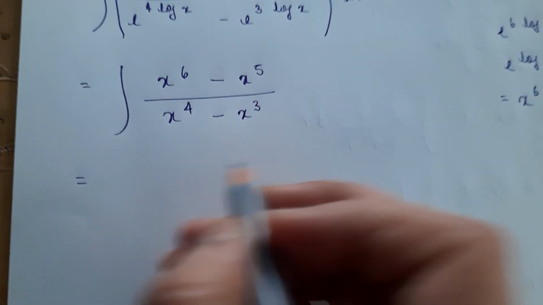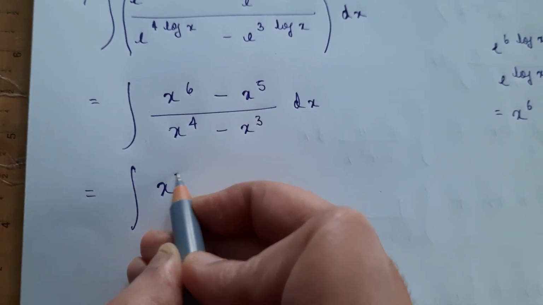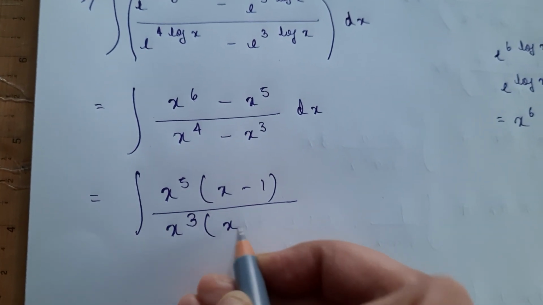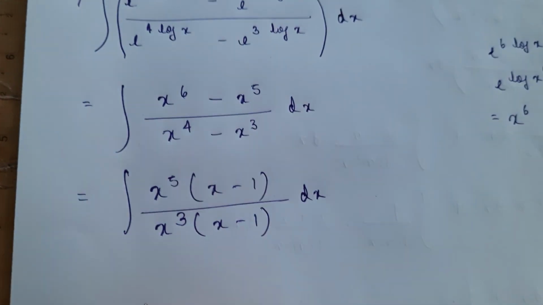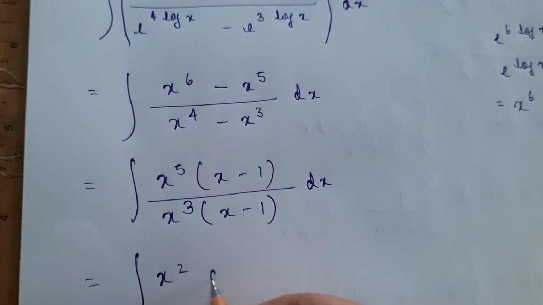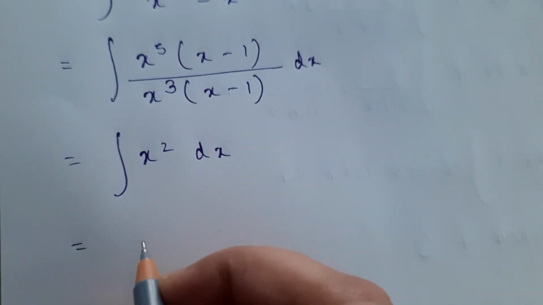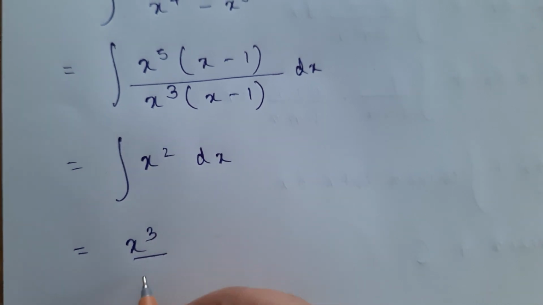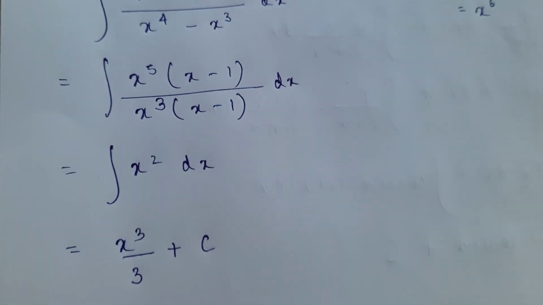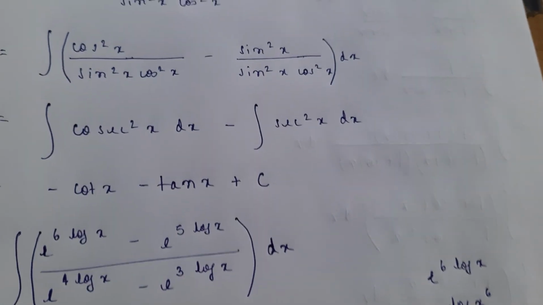Alright, and then take common x to the power 5, this will become x minus 1, and here x to the power 3, this will become x minus 1, dx, and you will get here integration of x squared dx after simplifying. And then finally you will have x cube by 3 plus c as your final answer. Okay, so these are the two problems that I showed you in this video.